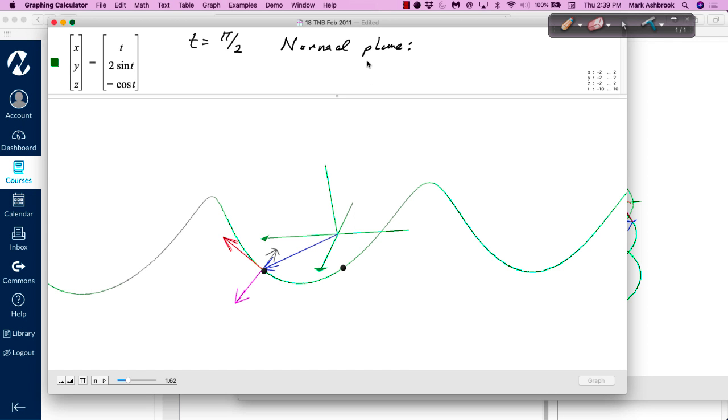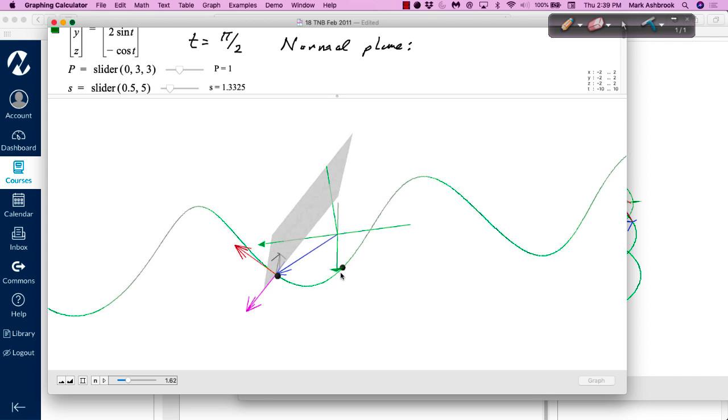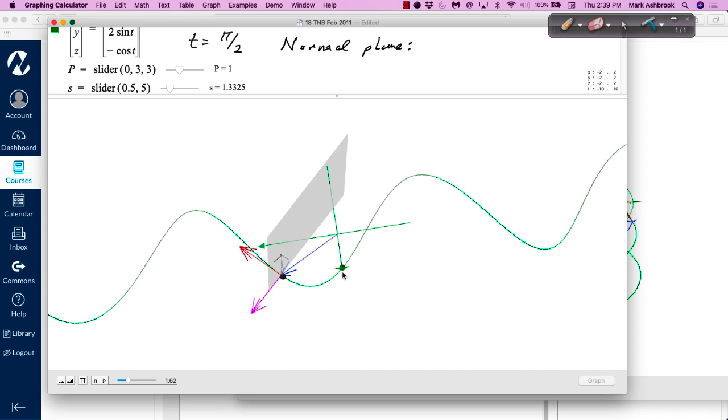Can you imagine that plane, first of all? Let's see, it's this one. Give us a visual representation. Yep, right here. That's the orthogonal or normal plane to the curve, right? The curve comes through and cuts through exactly perpendicular. So which two vectors are parallel to that plane? Binormal and unit normal. Which vector then would help us write the equation of that plane?